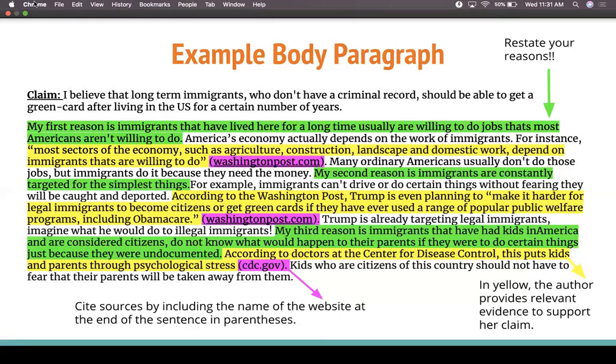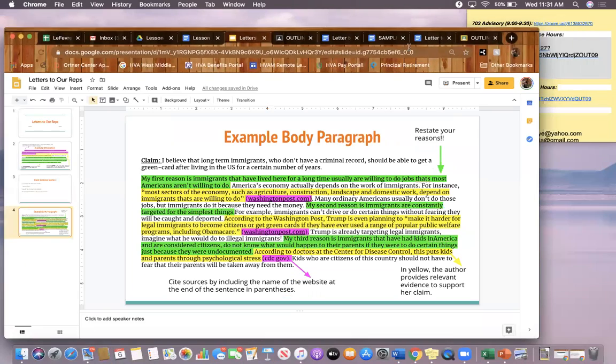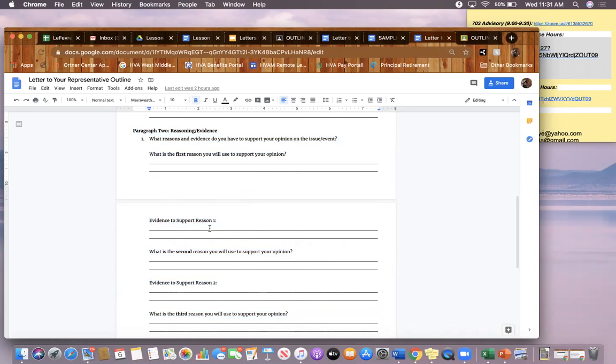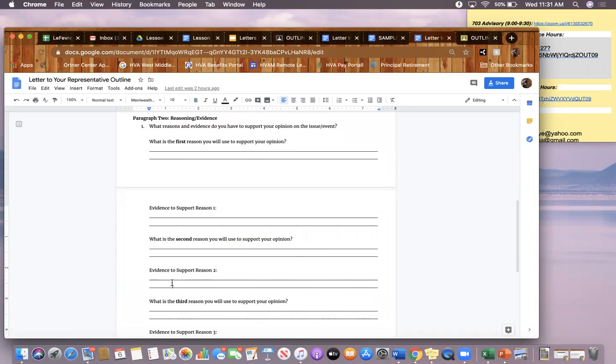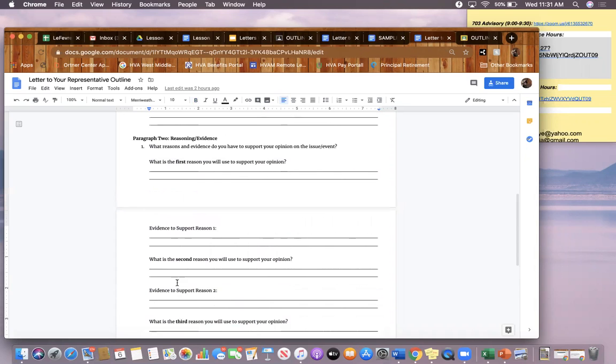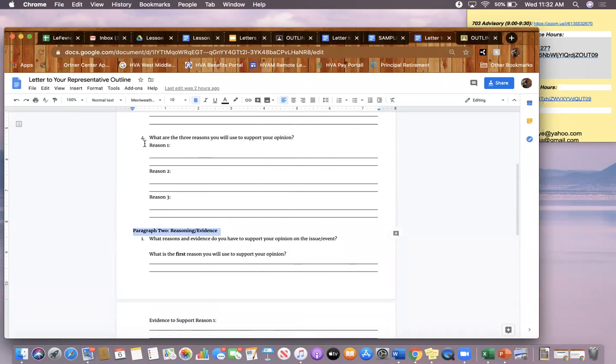In your outline, you are being asked to do the same thing. You need to restate the reason and provide evidence to support. Restate the reason from your introduction, provide evidence to support, for each reason. Your reasons in that paragraph 2 section should be the exact same reasons that you outlined in your introduction.